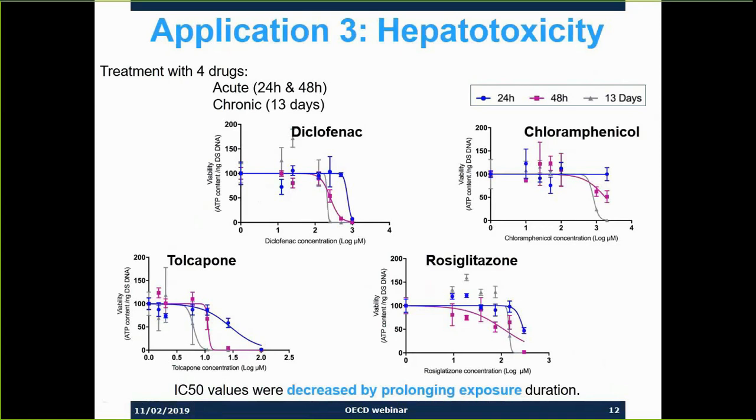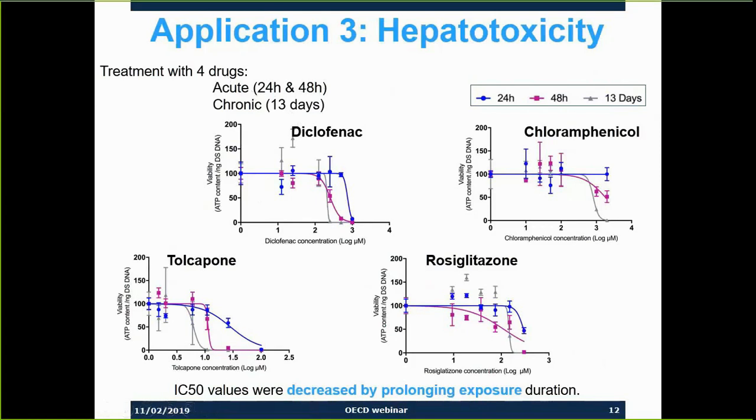These are the reasons why we use the hepatopers to test if they are a good model for hepatotoxicity purposes. In this experiment, we used a pool of 3 different donors to ensure heterogeneity. We treated the hepatopers with 4 drugs with different known hepatotoxic potential for acute toxicity, so 24 and 48 hours, and also chronic toxicity, 13 days.